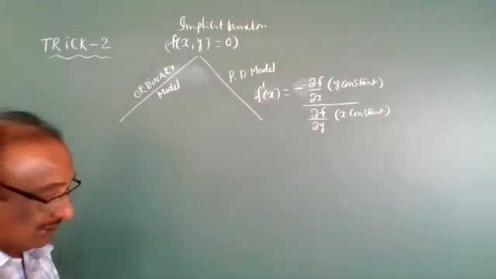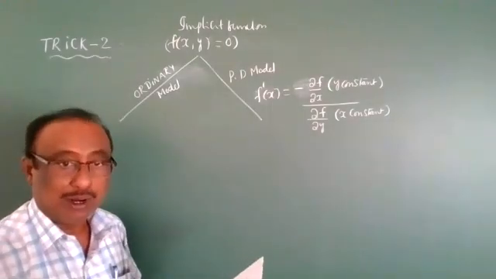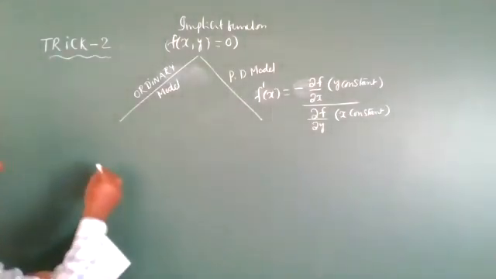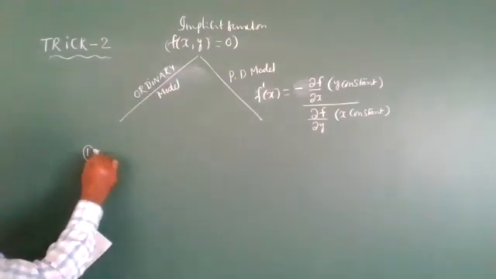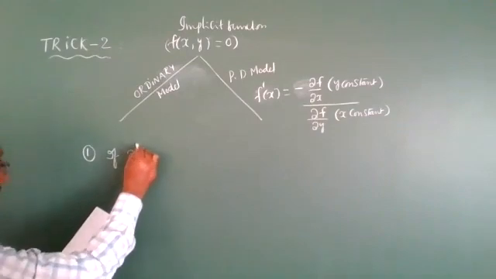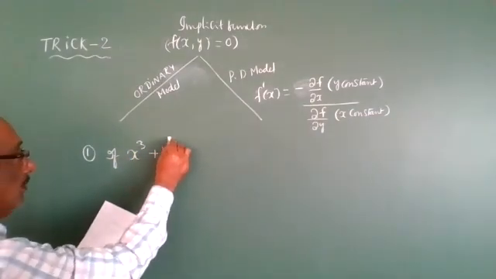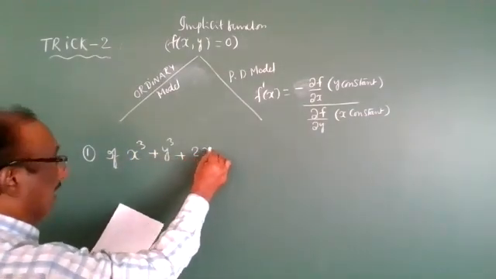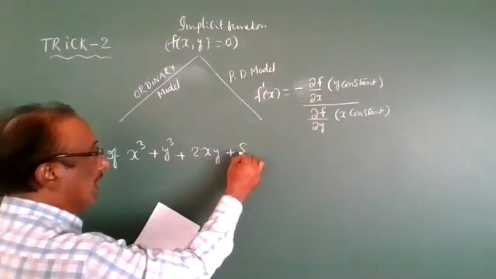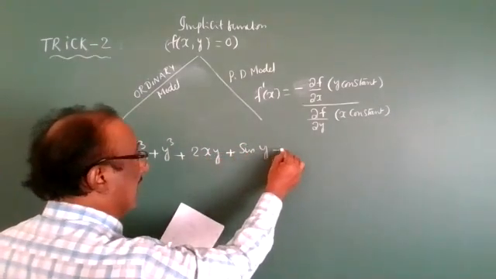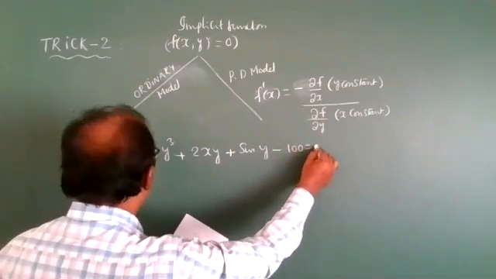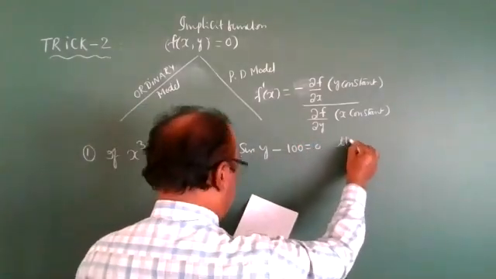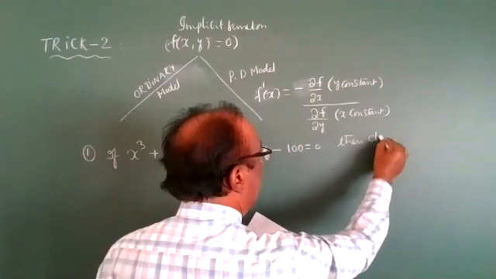So the first problem, we already did yesterday. Once again I recollect that problem: if x cube plus y cube plus 2xy plus sin y minus 100 is equal to 0, then the value of dy by dx is required.